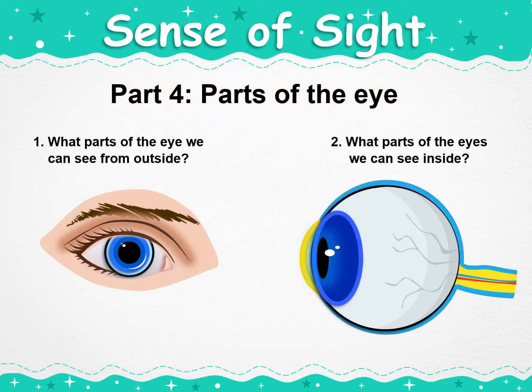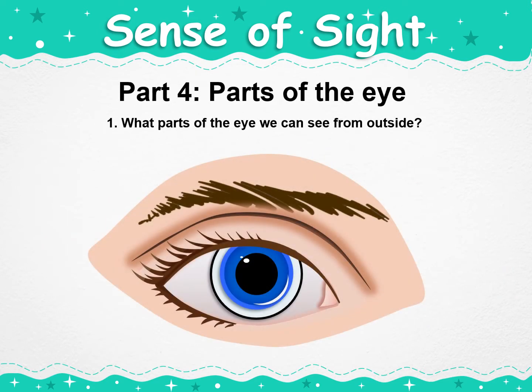Part 4. Parts of the eye. 1. What parts of the eye we can see from outside. 2. What parts of the eye we can see inside. Can you tell me, what parts of the eye we can see from outside?